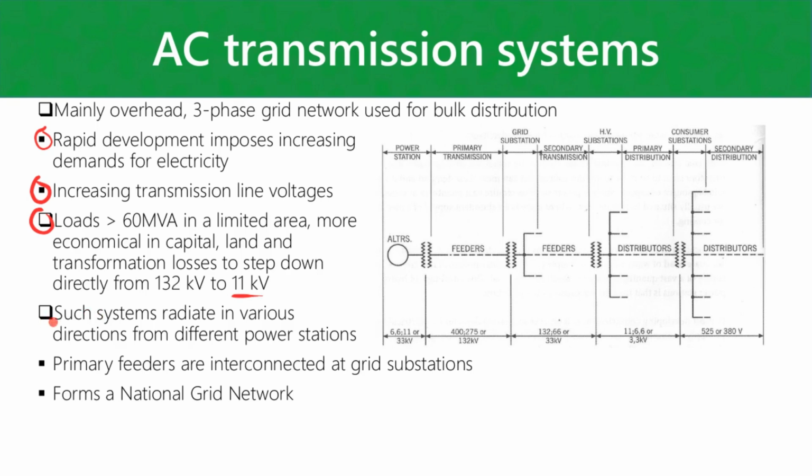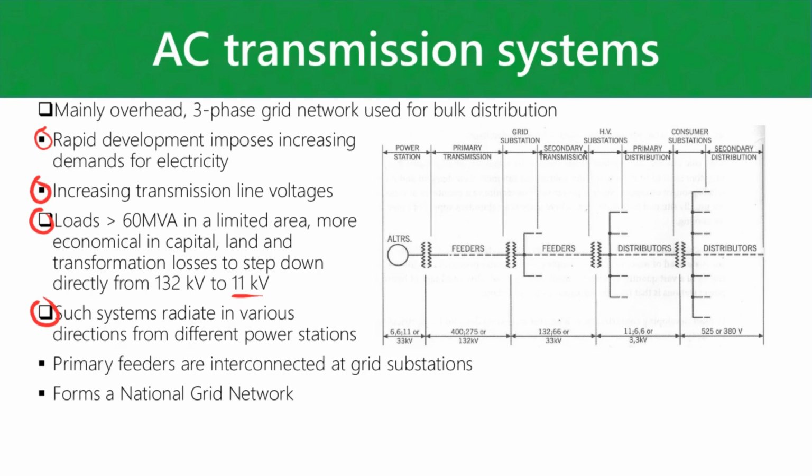Now, our transmission and distribution networks radiate in various directions from different power stations. If you look at a map of South Africa, I can't remember if I ever found a map of the South African grid. That would be interesting. Okay, cool. I think I did find something, but this is basically the main transmission lines.